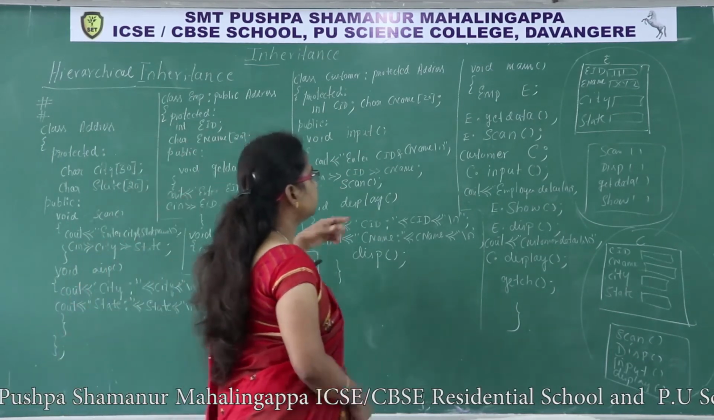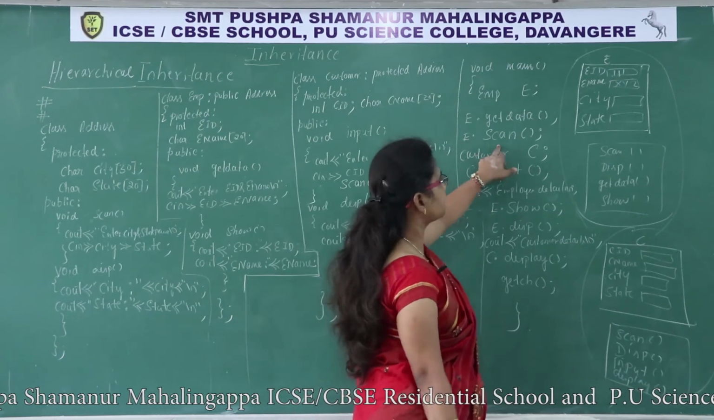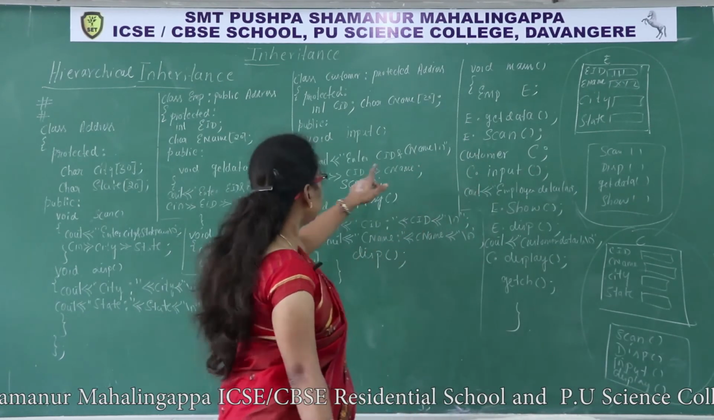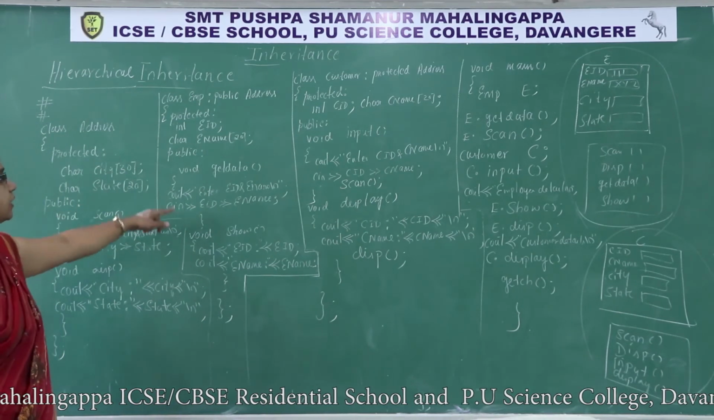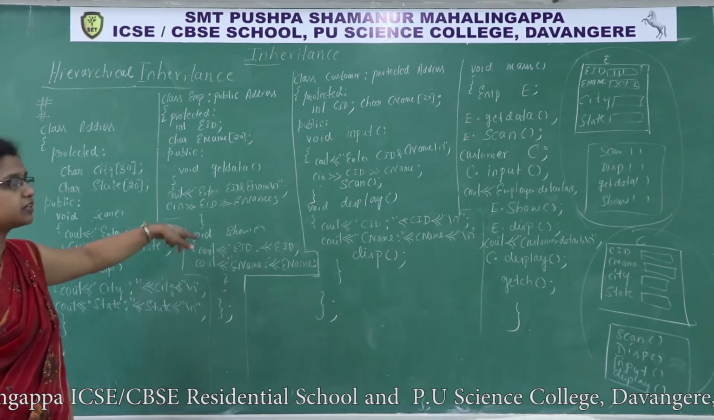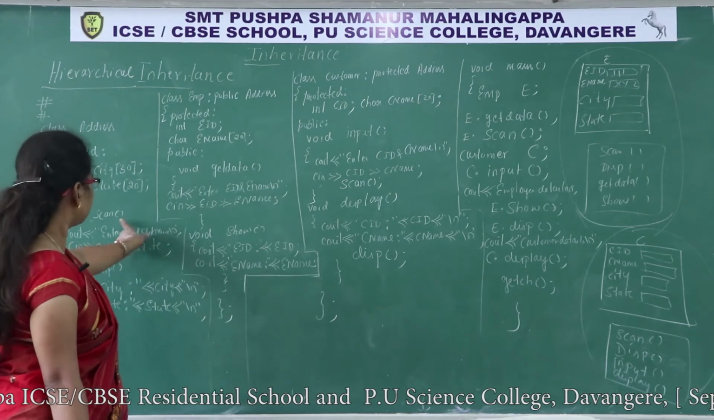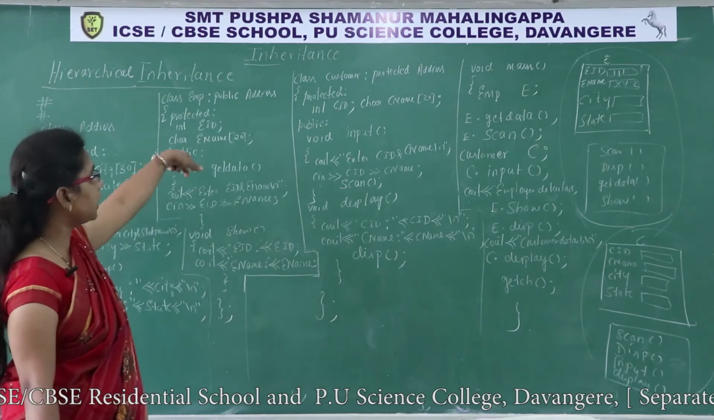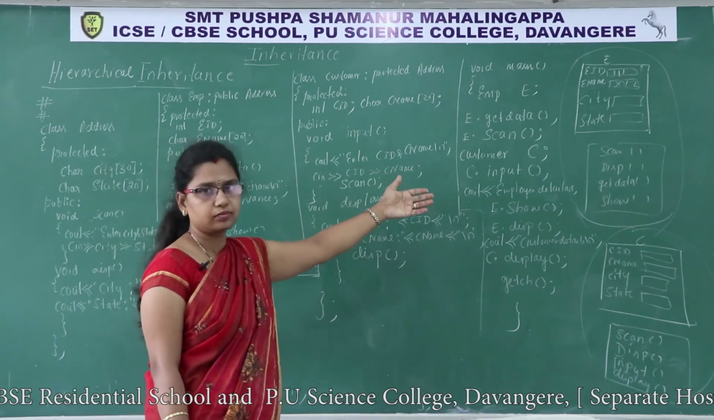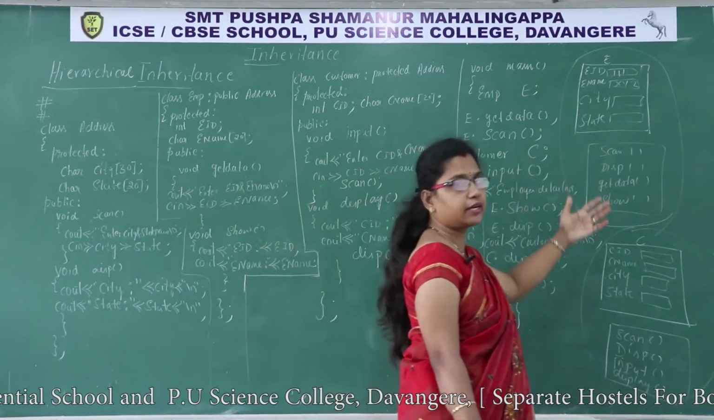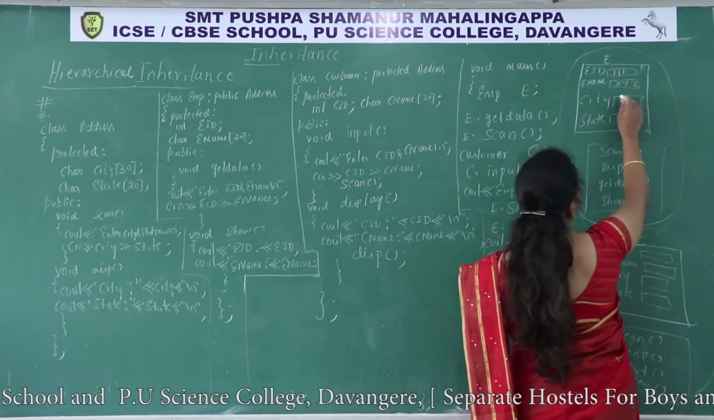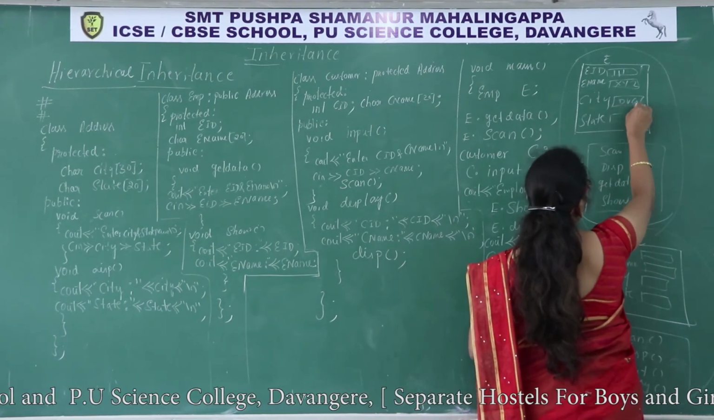After execution, the next function is E dot scan. The scan function belongs to this base class, but it is already inherited by the derived class. It is there in the public section. So a public member of a derived class can be accessed through the main function directly. E dot scan, so it reads the city and state. City, I'll give DVG, Karnataka.